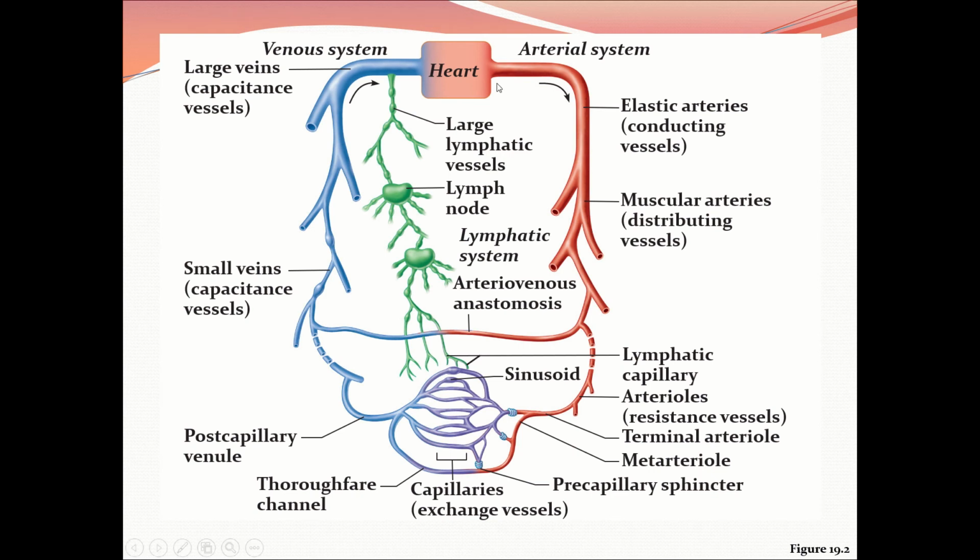Here we see the heart represented by the block with the arteries carrying blood away, and generally it is oxygenated unless it's going to the pulmonary circuit or, as mentioned, in a fetus. And then veins carry blood towards the heart, and generally it will be deoxygenated except for when it's coming from the pulmonary system.